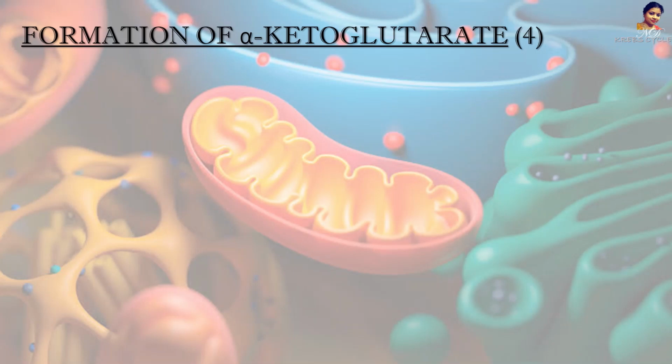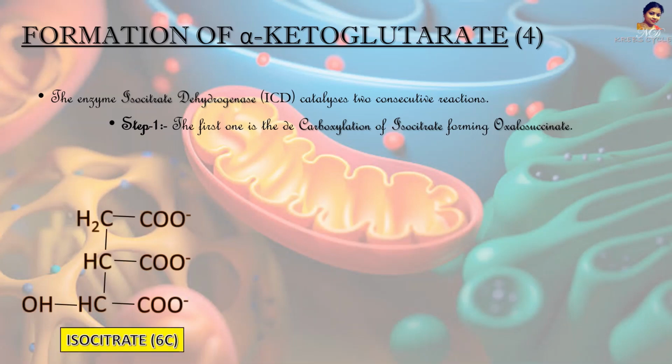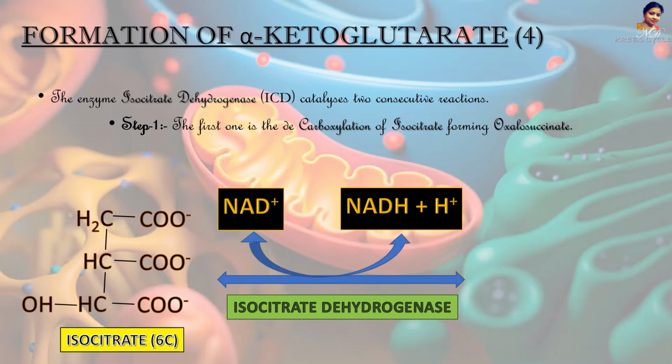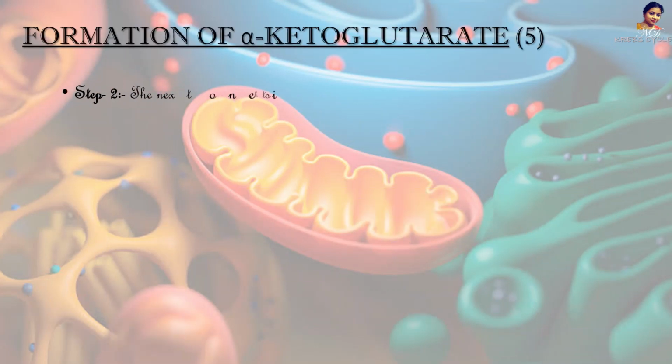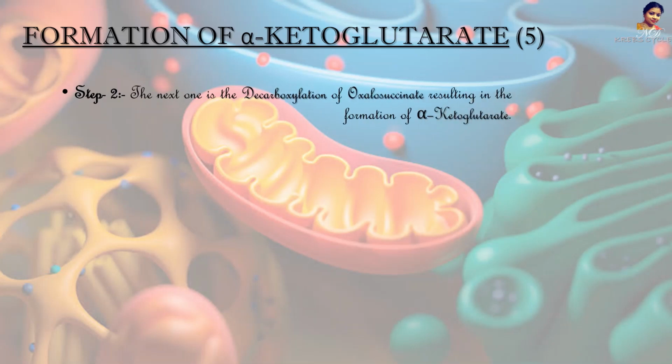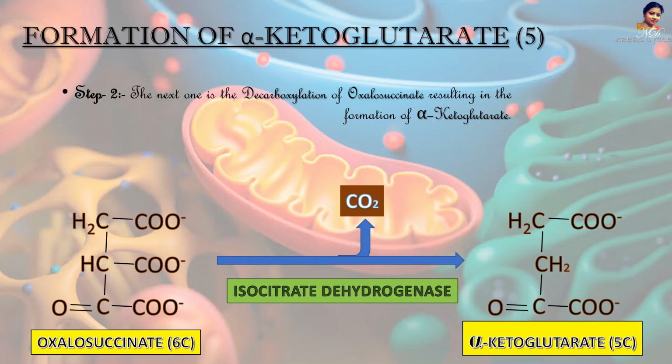The next step is formation of alpha ketoglutarate. The enzyme isocitrate dehydrogenase or ICD catalyzes 2 consecutive reactions. In the next step, decarboxylation of isocitrate forms oxalosuccinate. Isocitrate is decarboxylated, and electrons are removed and accepted by NAD plus, forming NADH, and oxalosuccinate is formed. In the next step, decarboxylation of oxalosuccinate takes place and alpha ketoglutarate is formed. So here carbon dioxide is removed and alpha ketoglutarate having 5 carbons in its skeleton is formed. See, oxalosuccinate has 6 carbons, 1 carbon is removed as carbon dioxide, and alpha ketoglutarate with 5 carbons is formed.